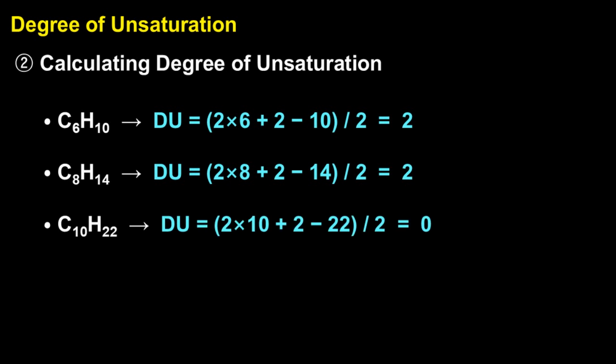Here's one more. C10H22. Let's apply the formula. DU equals 2 times 10 plus 2 minus 22, divided by 2, which gives us 0. This time, the DU is 0. That tells us the molecule is fully saturated. No rings, no double or triple bonds, just straight or branched alkane structure.